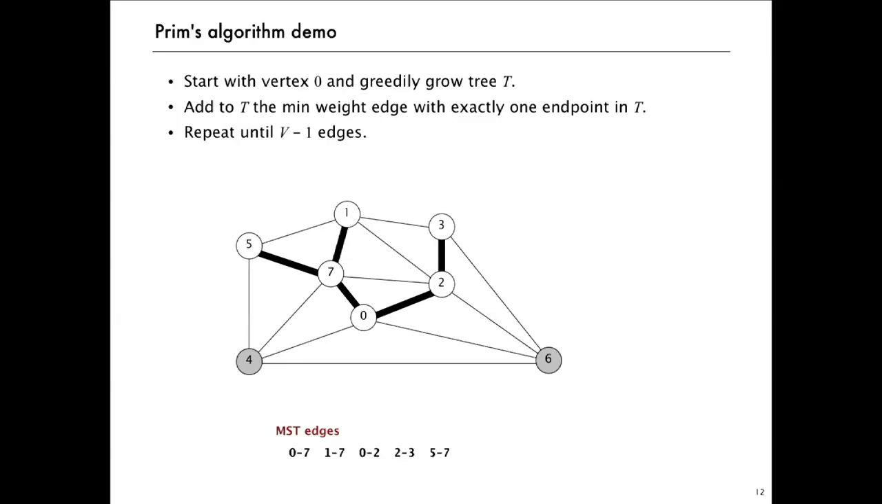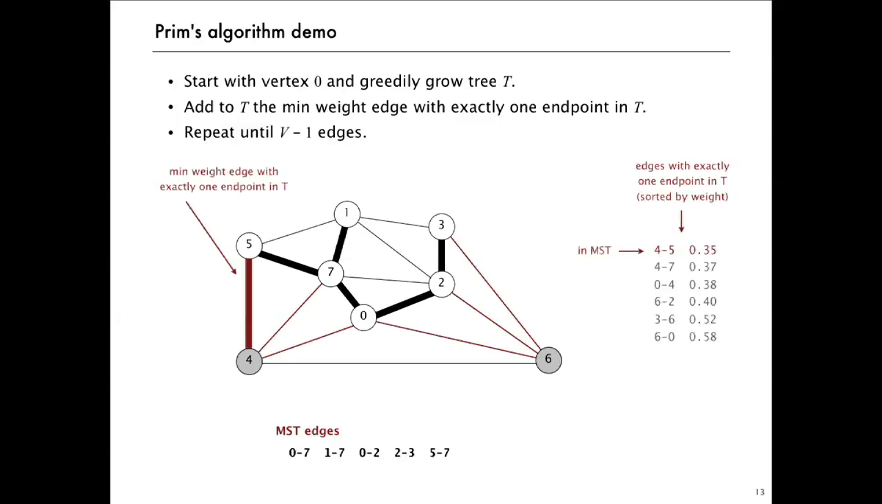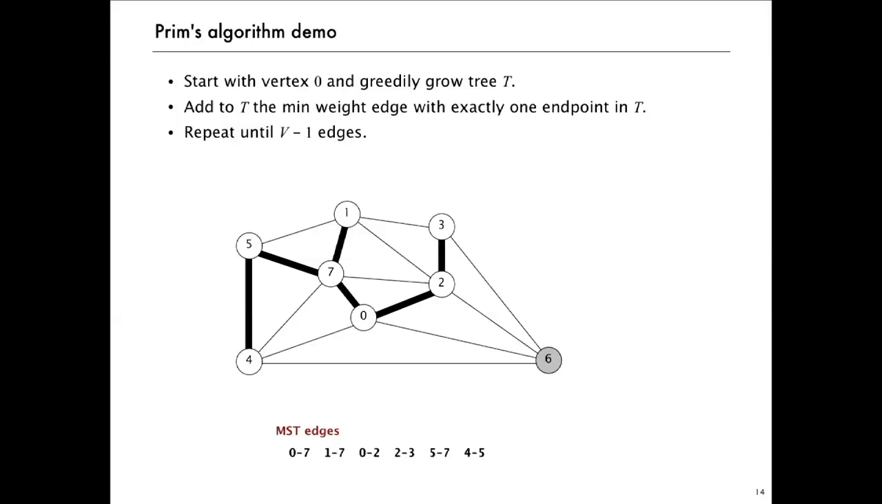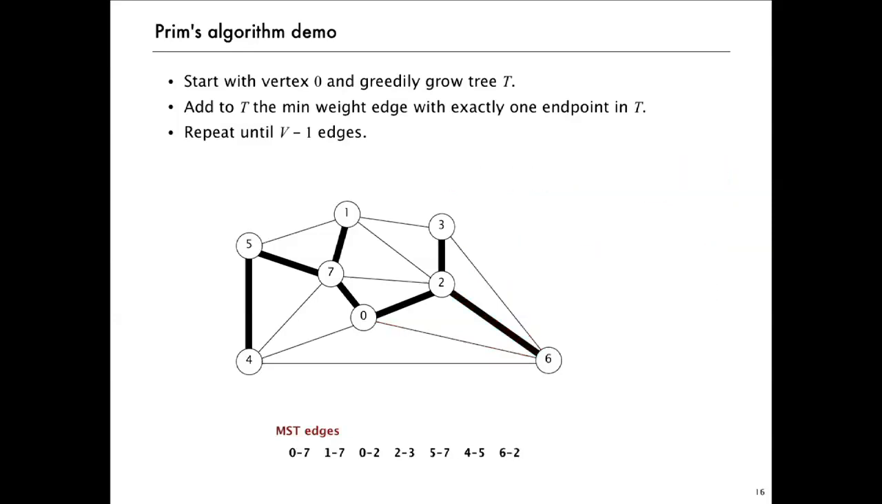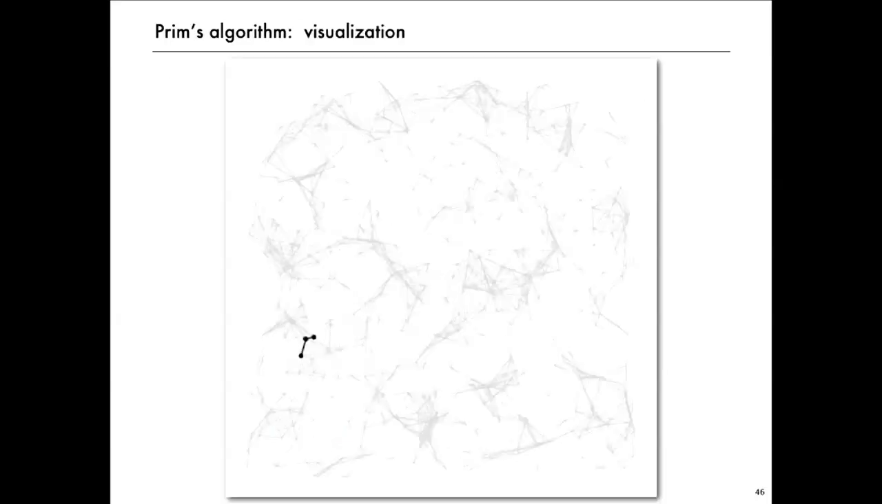Now there's 2 more. And so out of all those edges, the closest one to the tree is 4-5. It's a little shorter than 4-7 and 0-4. So that's the one that gets added. And then finally, 6 gets added to the tree by the shortest edge that connects it to the tree, which is 6-2. So start with vertex 0, add an edge at a time to the tree. It's the shortest edge that goes from a tree vertex to a non-tree vertex. That's Prim's algorithm.